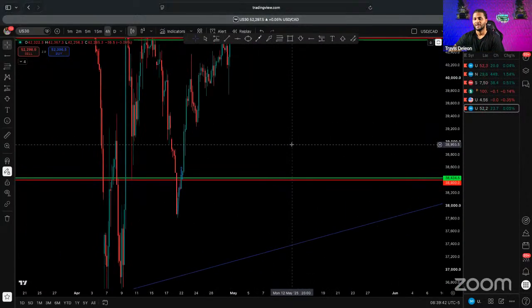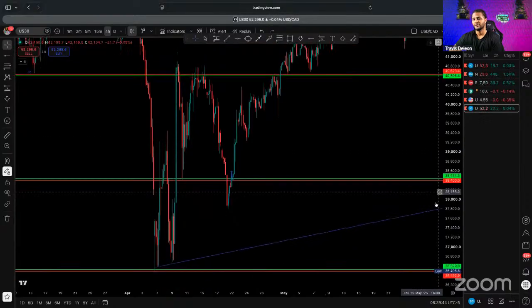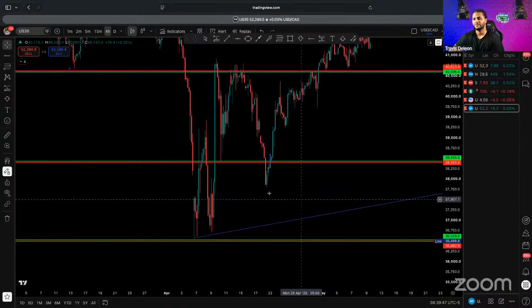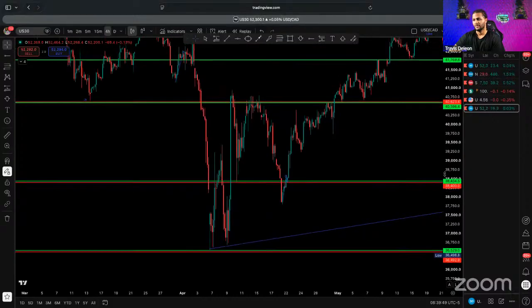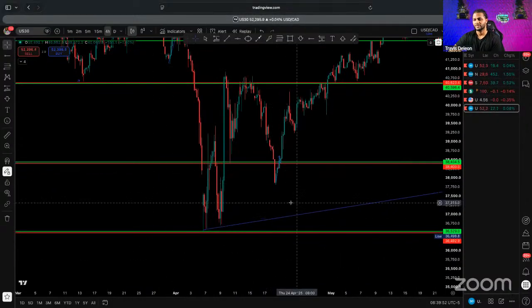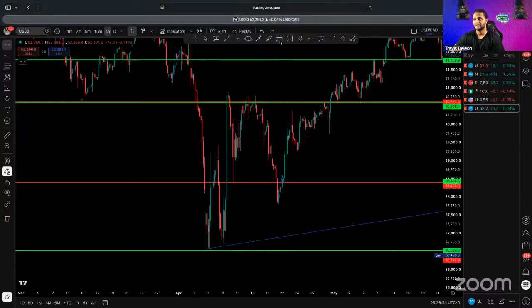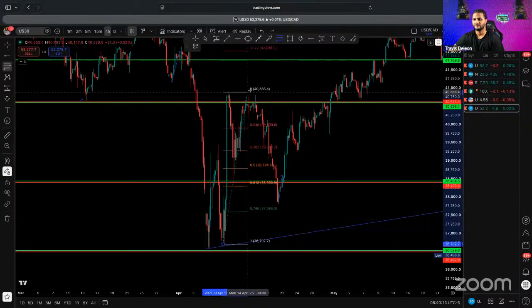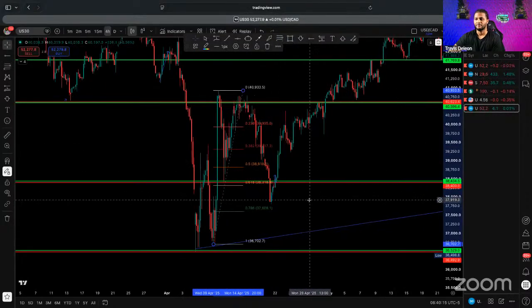I like to use my fib on the 4 hour or higher, the 1 hour sometimes too. So let's go down here to the last swing low. Price was in an uptrend. Price came down, pushed up, so we moved from the 36,680 level to the 40,925 level. Price made a push up and came back down.